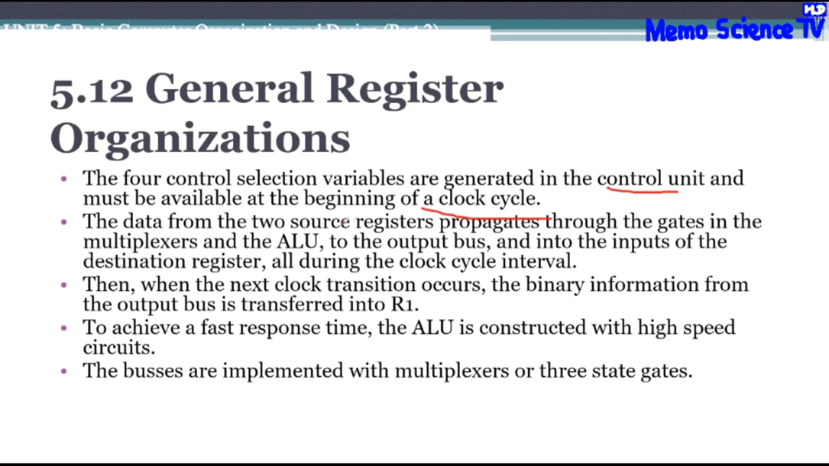The data from the two source registers propagates through the gates and the multiplexers in the arithmetic logical unit to the output bus and into the inputs of the destination register, all during the clock cycle interval.